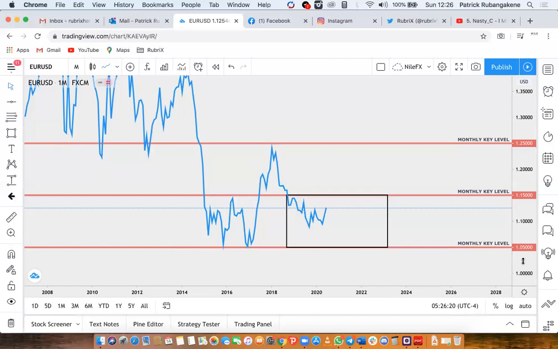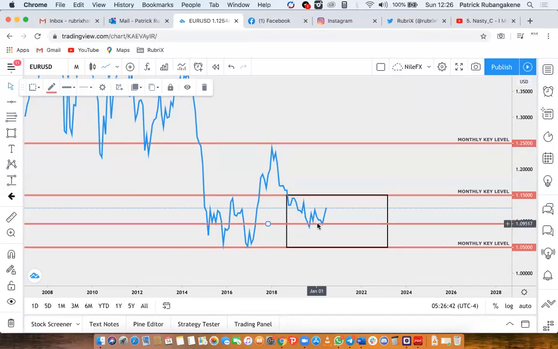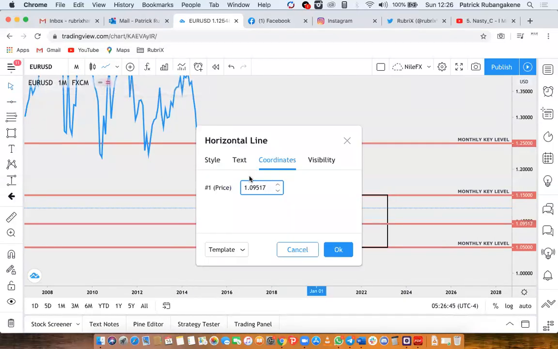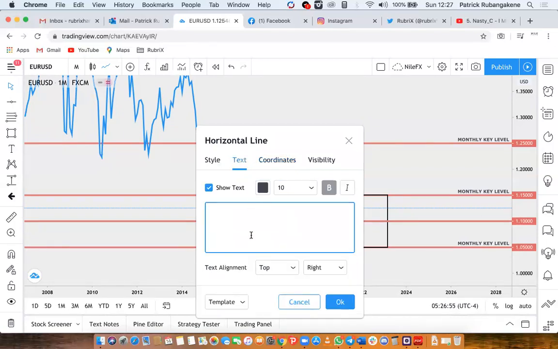So I'm going to do that on the calculator: 1.15 plus 1.05. Okay? That is 2.2. Then I divide by 2 to give us 1.1. So now I basically know that my next level is going to be here at 1.1. I come here and edit it. I keep it at 1.1. Now this one is going to be my weekly key level.